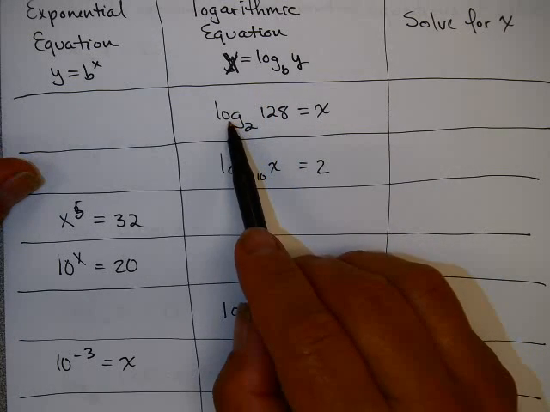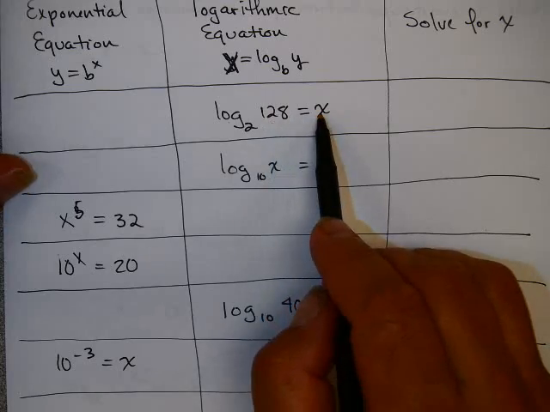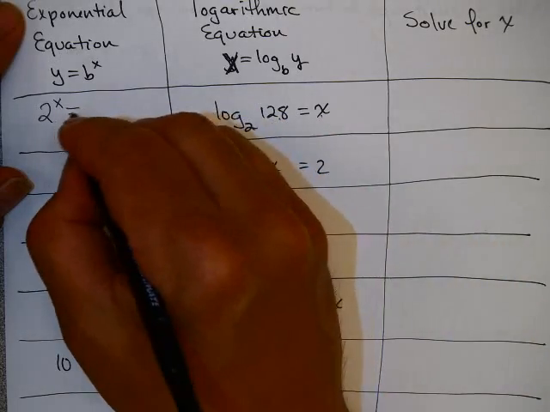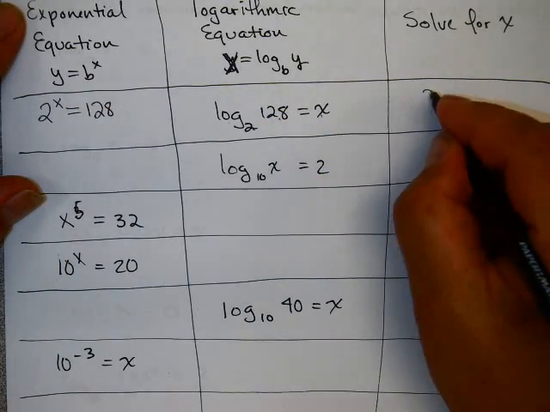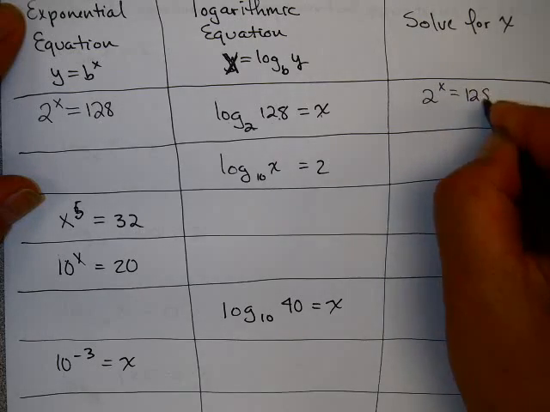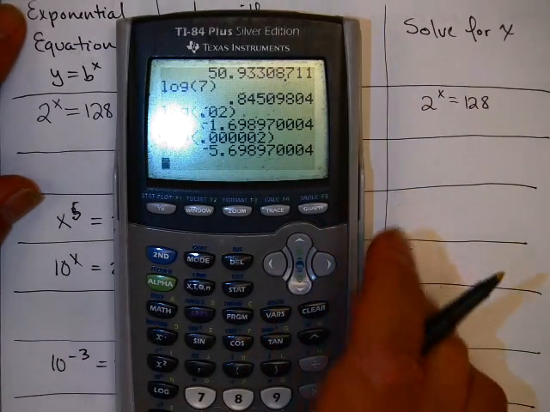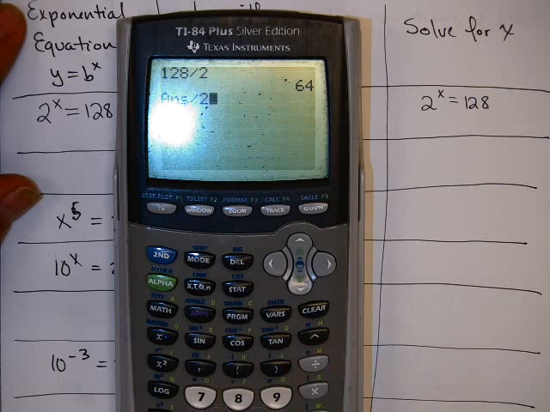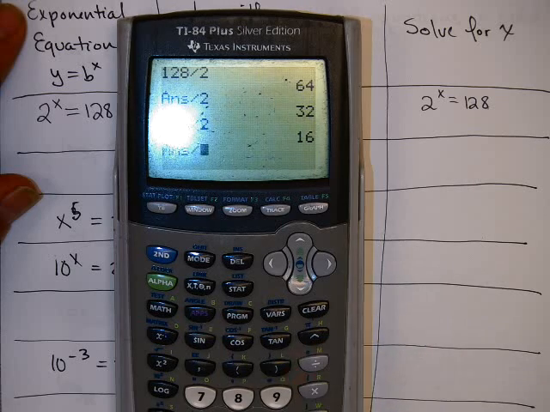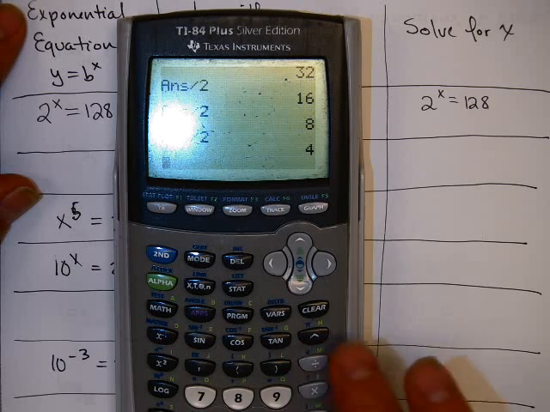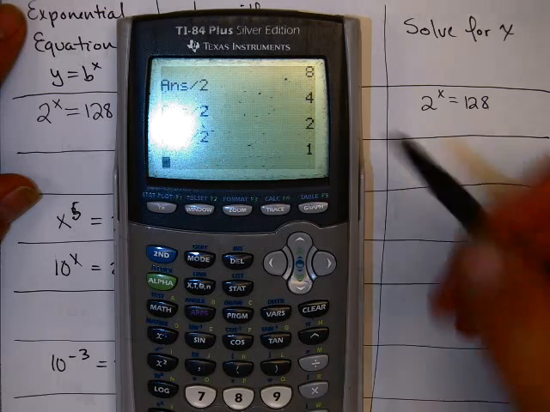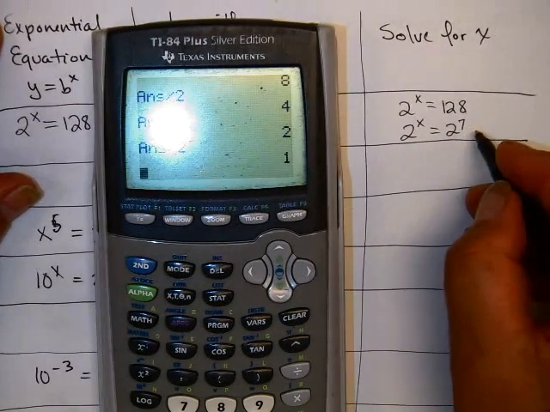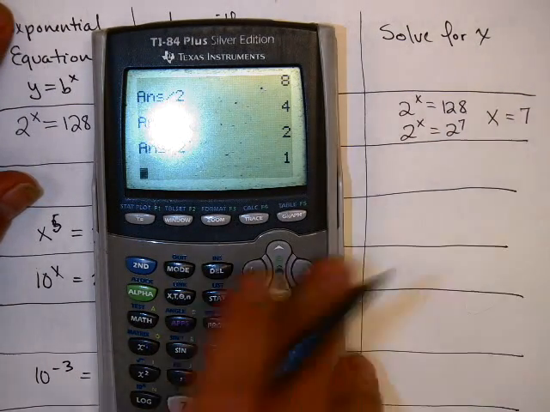So here I'm given the logarithmic equation, log base 2 of 128 equals x. That's equivalent to the exponential equation, 2 to the x equals 128. To solve this, let's see if we can write 128 as a power of 2. So I'm going to take 128 and divide by 2 once, twice, 3 times, 4 times, 5 times, 6 times, and finally 7 times. So this is 2 to the 7th. So that means that x equals 7 in this case.